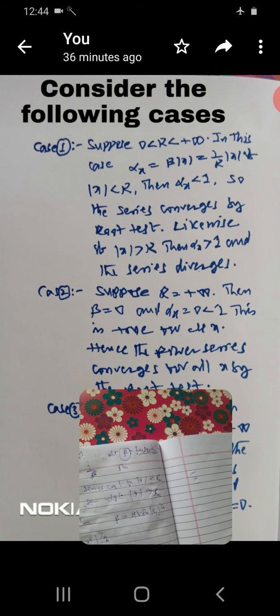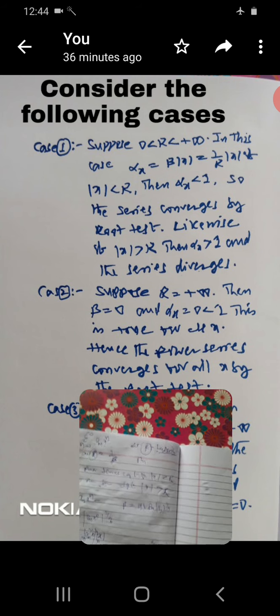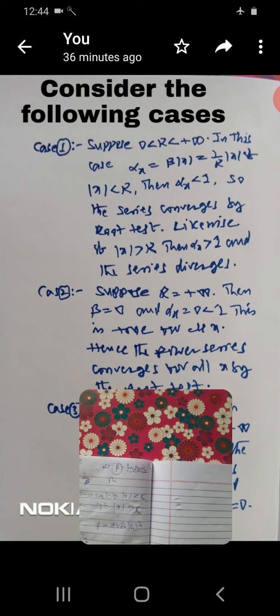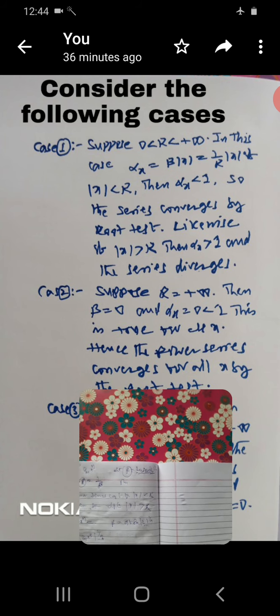For all x it is convergent, they say. See, these are 3 cases. Under these 3 cases, you see whether it is divergent or convergent. These are 3.